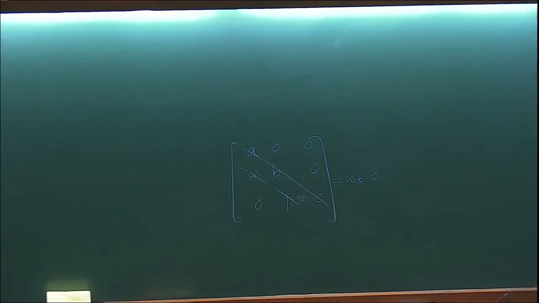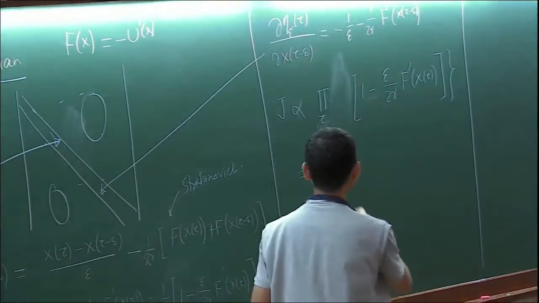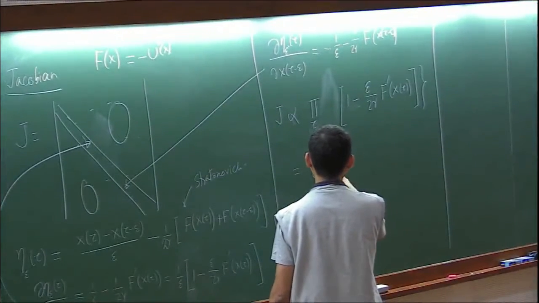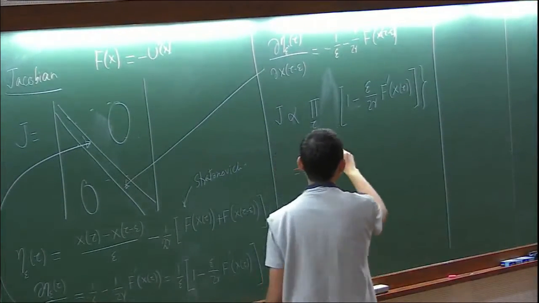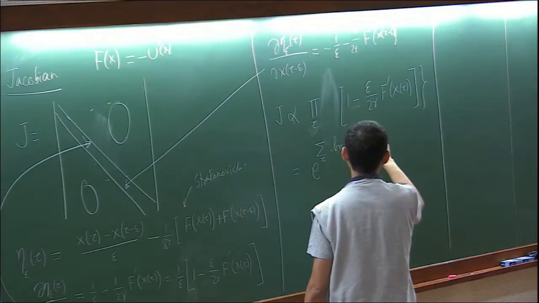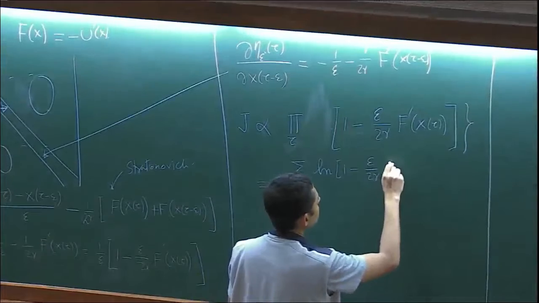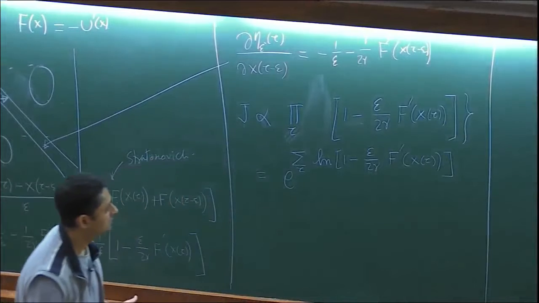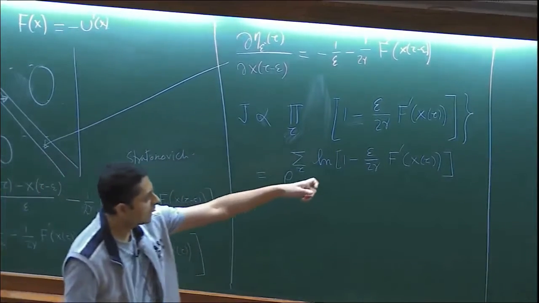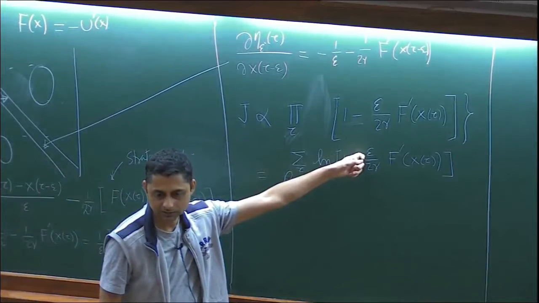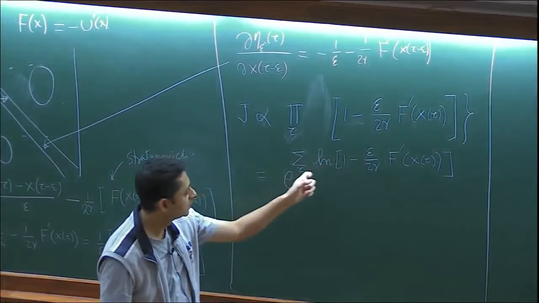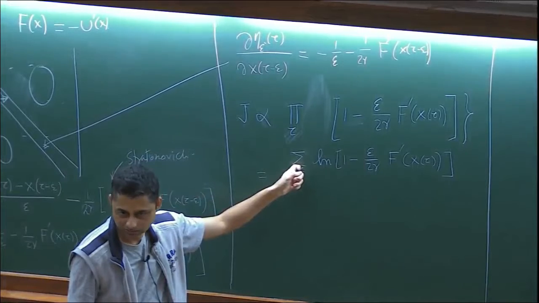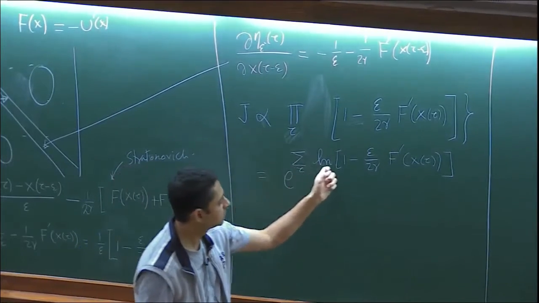So this one is equal to, and again what I can do is put this thing up, so this becomes summation over tau of log of 1 minus epsilon by 2 gamma f prime x of tau. Now I am going to take the epsilon going to 0 limit. In that limit, this summation becomes an integral. What is the expansion of this one?